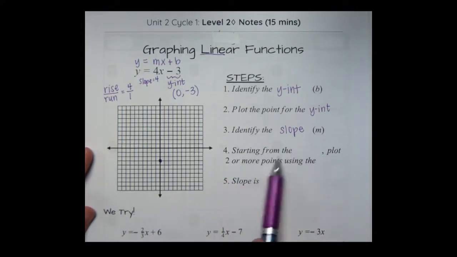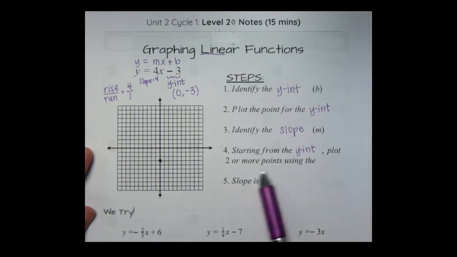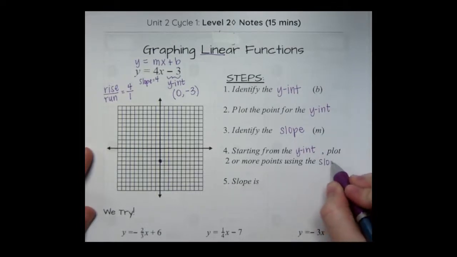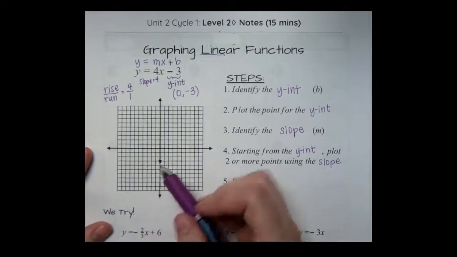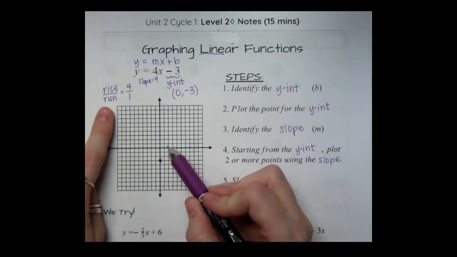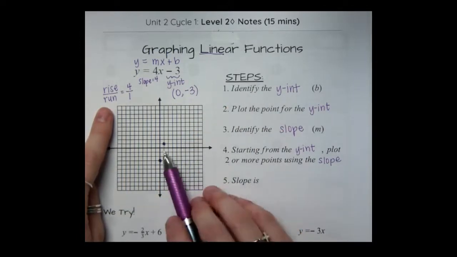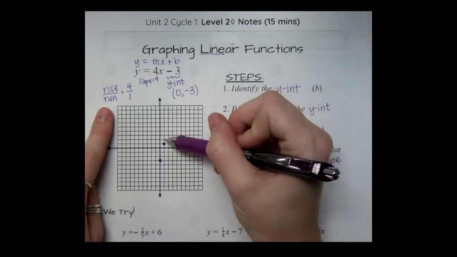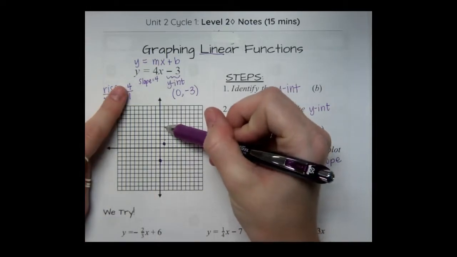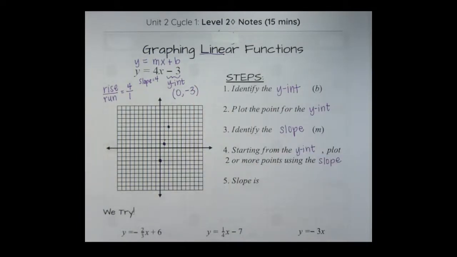Number 4 says, starting from the y-intercept, we're going to plot 2 or more points using the slope. So I'm going to start right here. I'm going to go up. I'm going to rise 4: 1, 2, 3, 4. And I'm going to run 1. There's 1 point. I need to do at least 2 more points from this point. So there's 1. I'm going to go up 4, over 1. That's it. That's all we had to do.